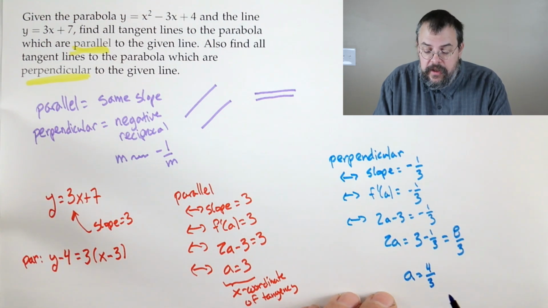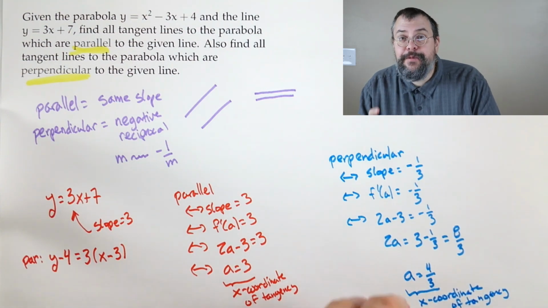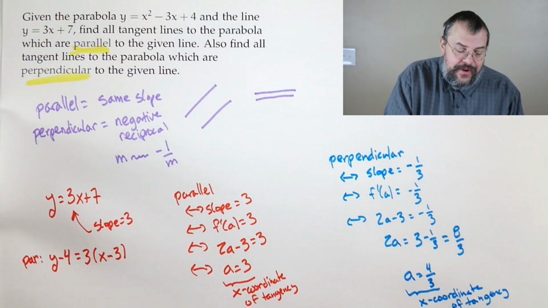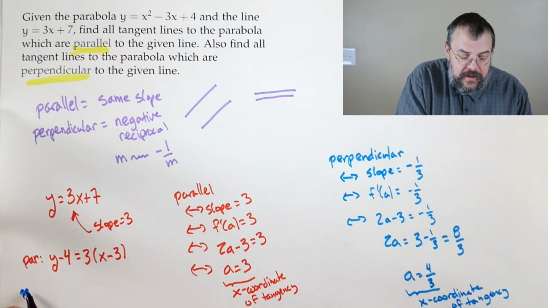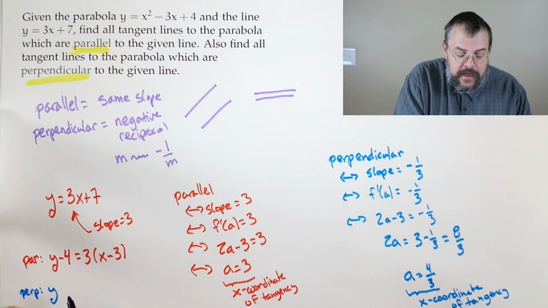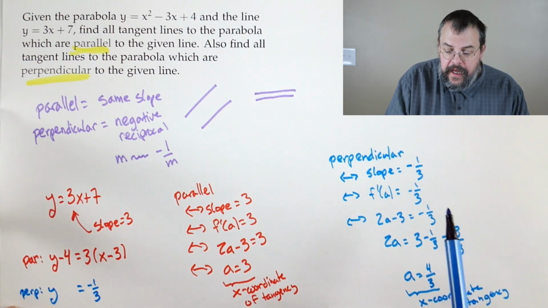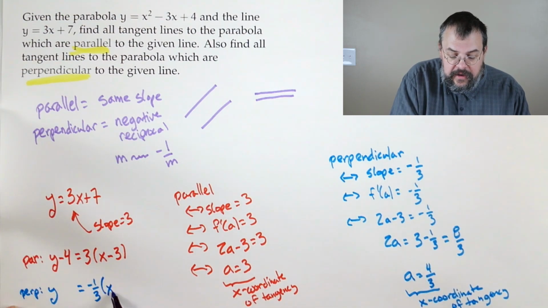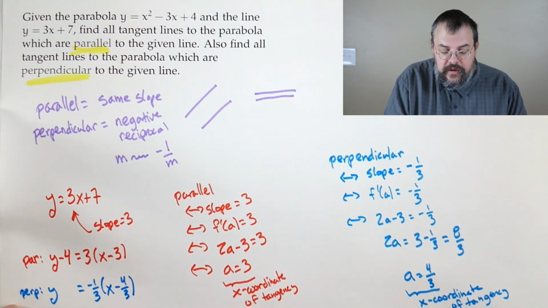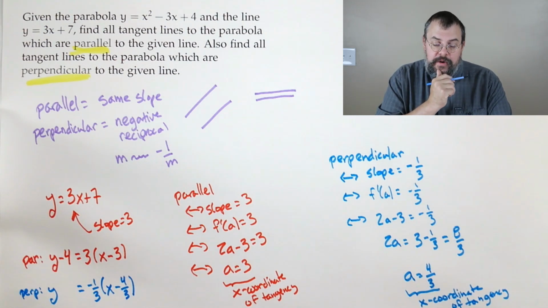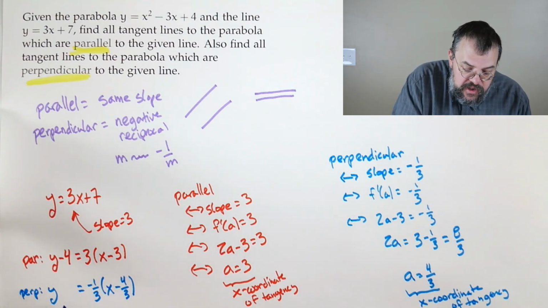4/3. Okay, so again, what have we found? We found where we should take our tangency. So this is the x-coordinate of tangency. All right, well, it's something. So our perpendicular, we have y minus something is equal to negative 1/3, because our slope has to be negative 1/3, then x minus 4/3. But we're not done, because we need to say what goes here.